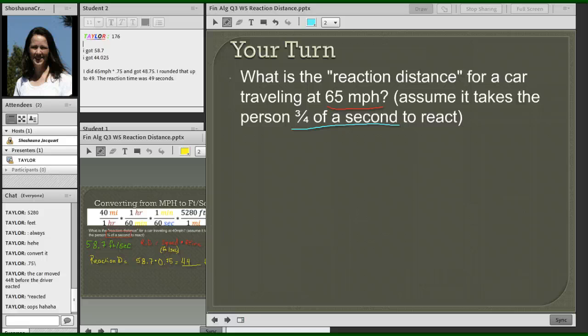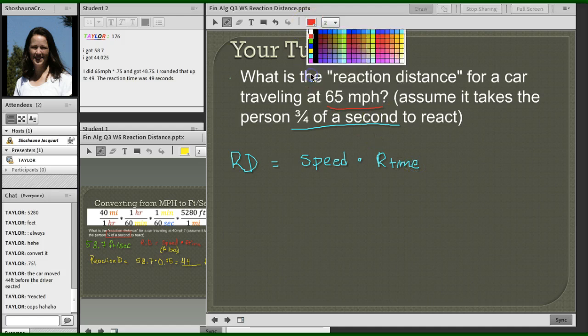Oh, okay. What do you first need to do, though? Because remember I said reaction distance equals speed times time, the reaction time. But what was our little special deal about the speed?